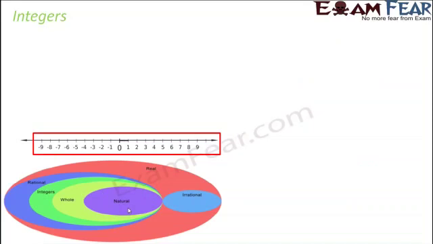Then came the concept of negative numbers, and it is represented by Z. Integers are represented by Z because this Z came from Zahlen. You must be thinking natural number was represented by N, whole number by W. Why are integers represented by Z? Because the Z came from this word Zahlen, and that means to count.